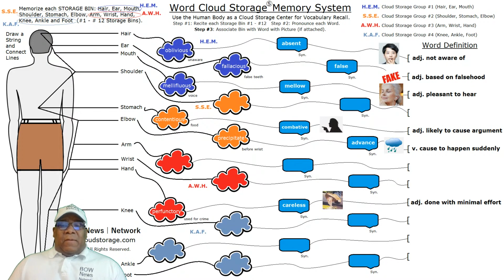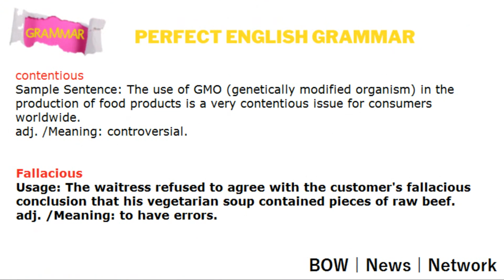And then we assigned these words to different clouds depending on the more appropriate association to the storage bin on the human body to help us remember the word. So we have oblivious, and we attached it to the hair storage bin, and it means not aware of or absent. Let's see how it's actually used in a sentence. We can see here: the use of GMO, genetically modified organism, in the production of food products is a very contentious issue among consumers worldwide. Adjective meaning controversial.